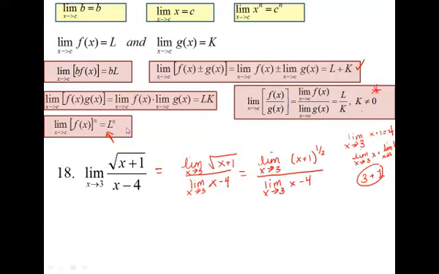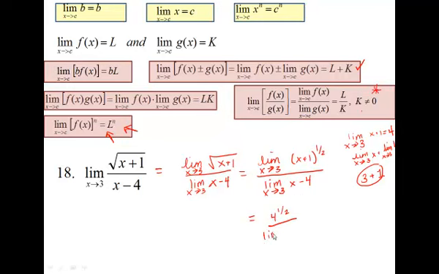So now I'm going to use this property and say, alright, it's going to be 4 to the 1/2. So this is all equal to, on the top, we have the limit of x plus 1 to the 1/2. Basically what we're seeing is we can directly substitute in here. We're going to get 4 to the 1/2 all over here. The more you practice this, the quicker you're going to see it, but I am going to write it out.